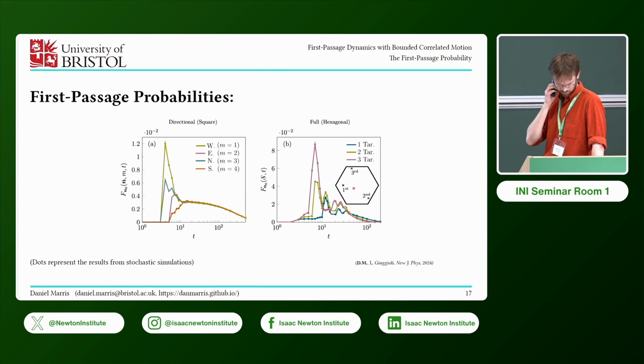So we can play the same game in higher dimensions. This is the hexagonal case. I won't go into too much detail about it, but you can see that we get these nice multimodal distributions. The thing I want to focus on a bit more is the directional first passage.